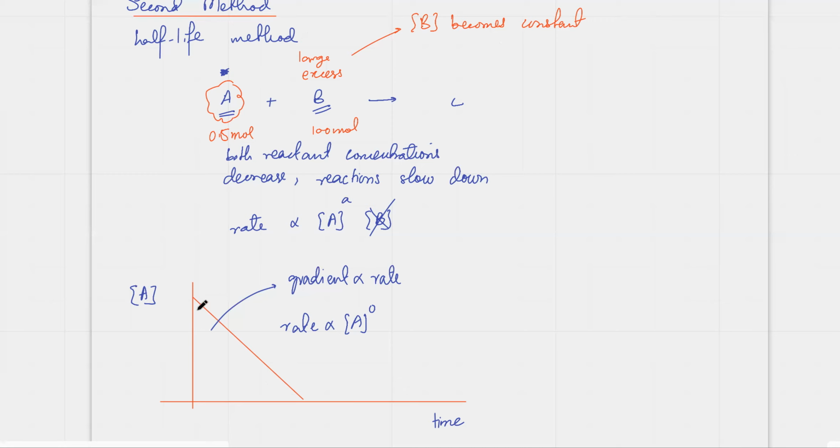So the point is, the reaction starts, A's concentration starts to decrease, it gets used up, it gets converted to C. A's concentration eventually goes to 0. The reaction doesn't slow down. It just happens at a constant rate.